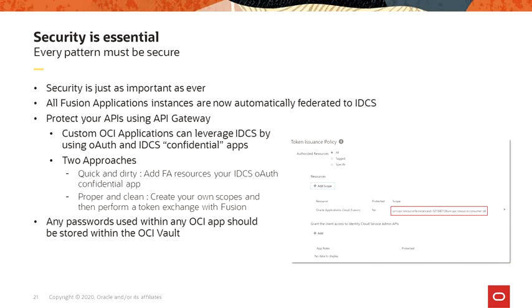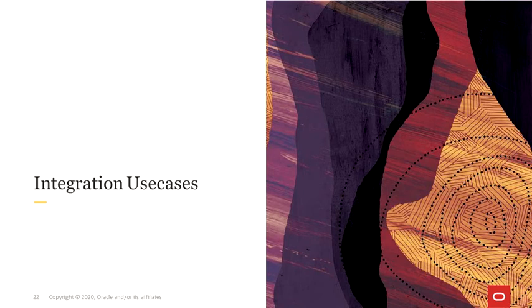And in OCI, we now have a new product called OCI Vault. OCI Vault basically allows us to store secrets inside the vault in a very secure way that can only be obtained by certain users. So let's talk a bit about the integration use cases. These are integration use cases that we're going to build using OCI instead of perhaps OIC.